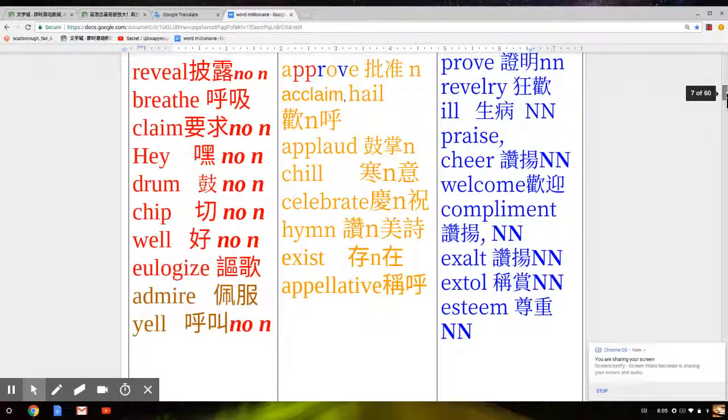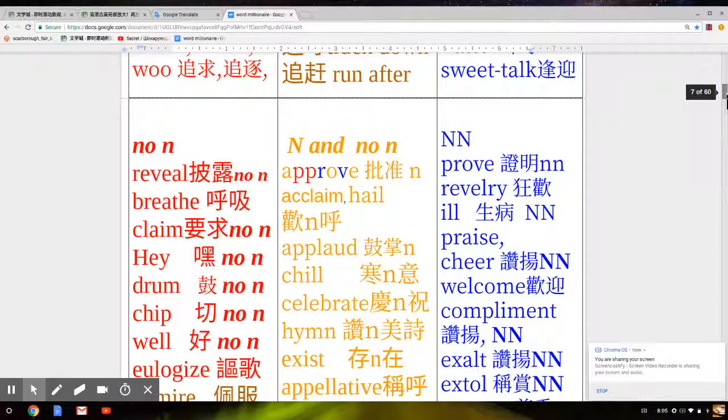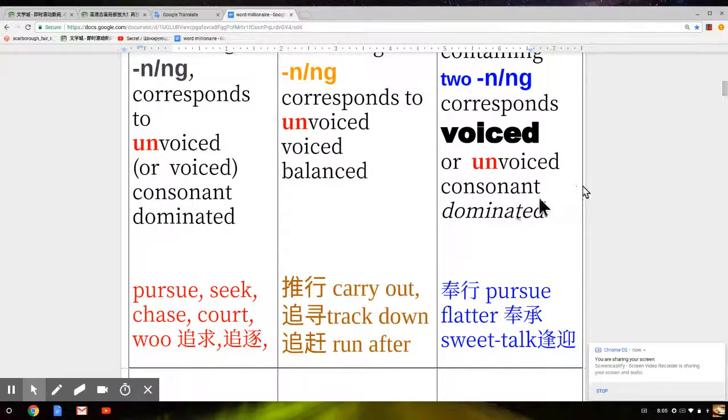So this is amazing. We got the pattern here. Voiced, voiced, consonant dominant, middle, balanced. This is by the Chinese pinyin. If by voiced and unvoiced, it will be a different arrangement.